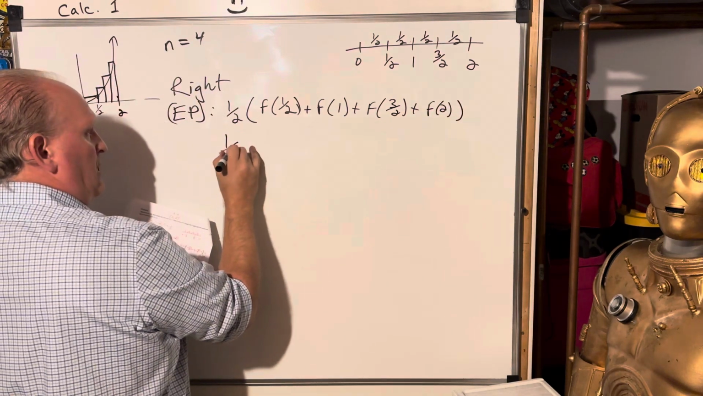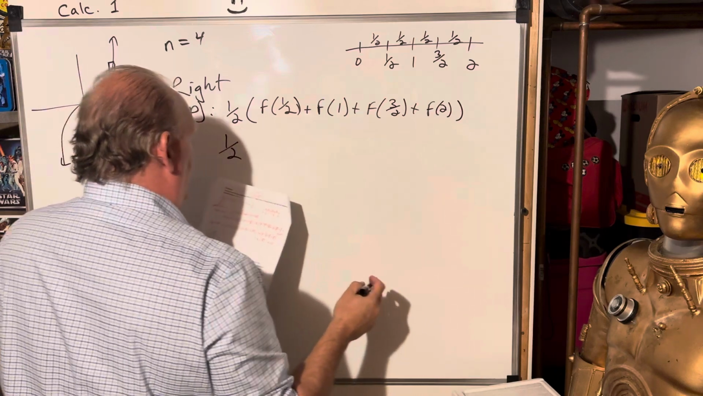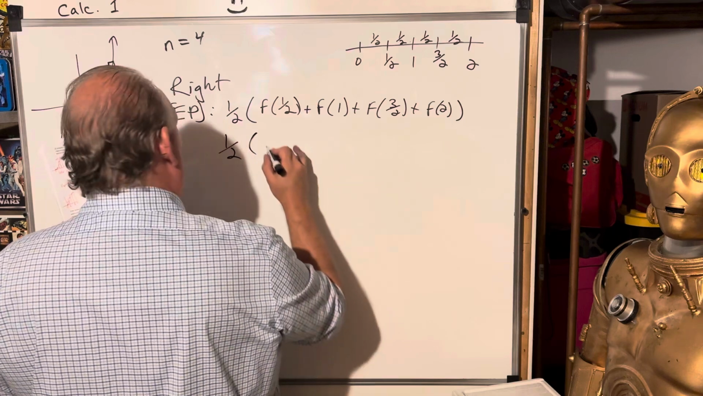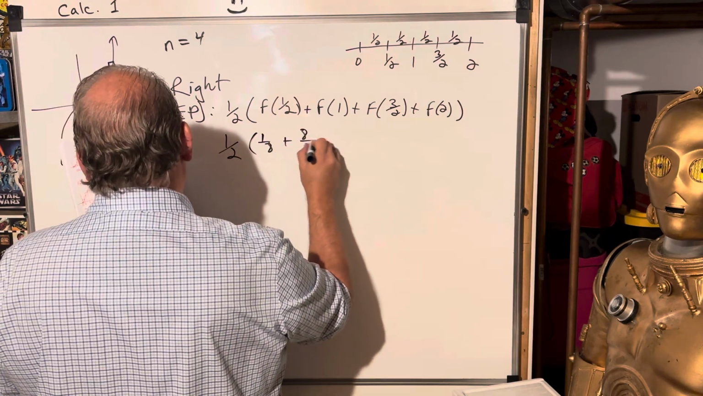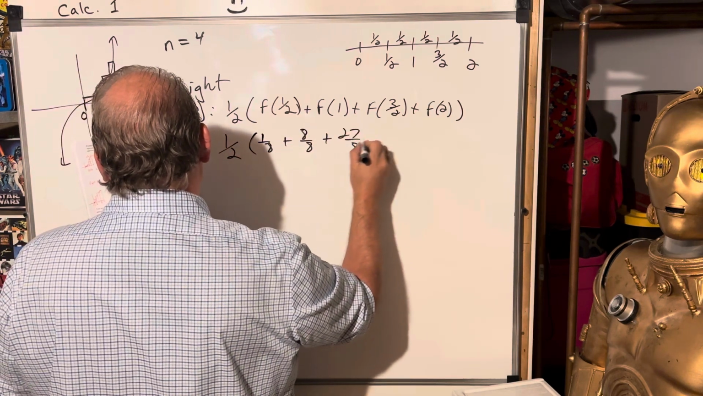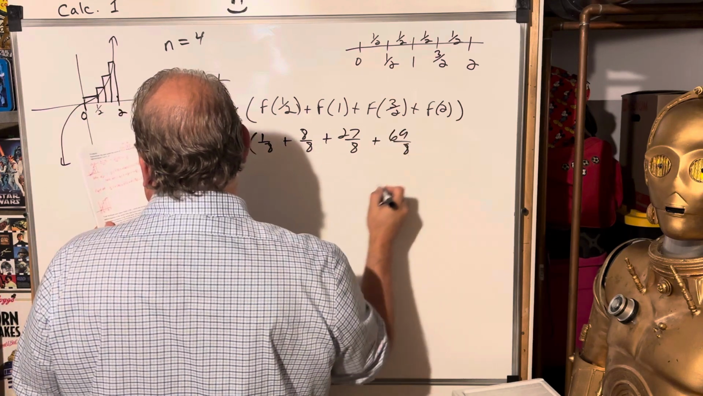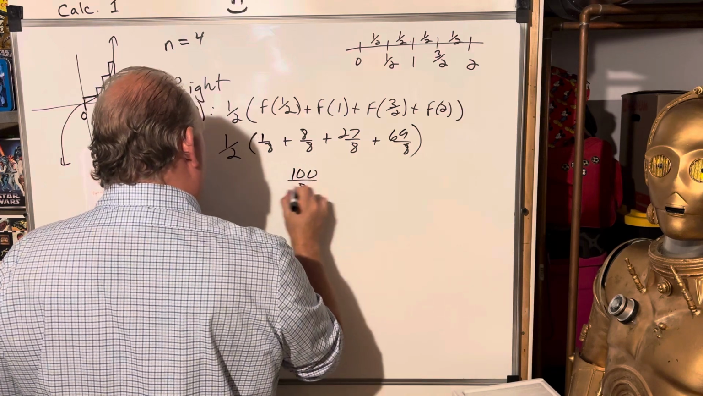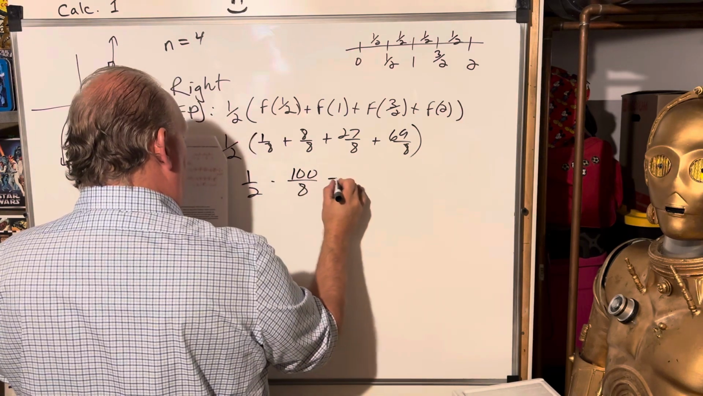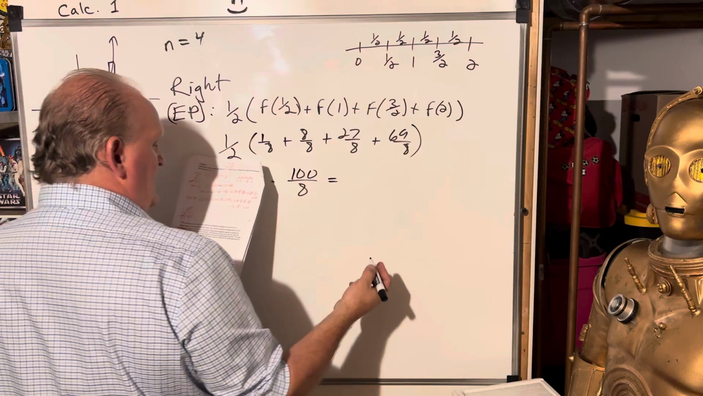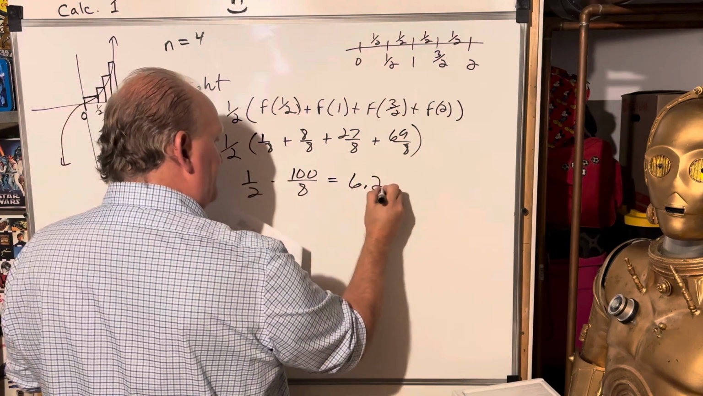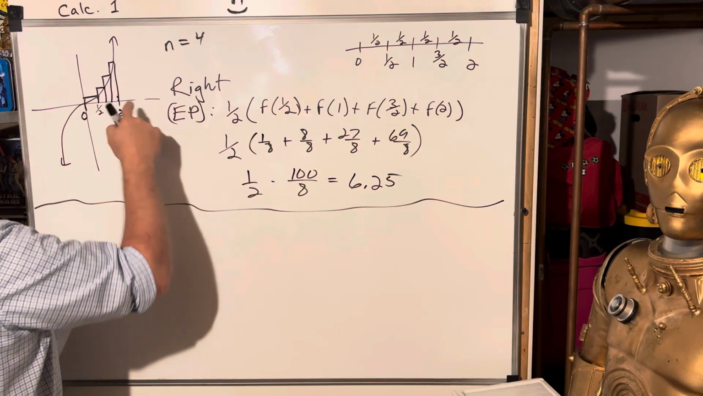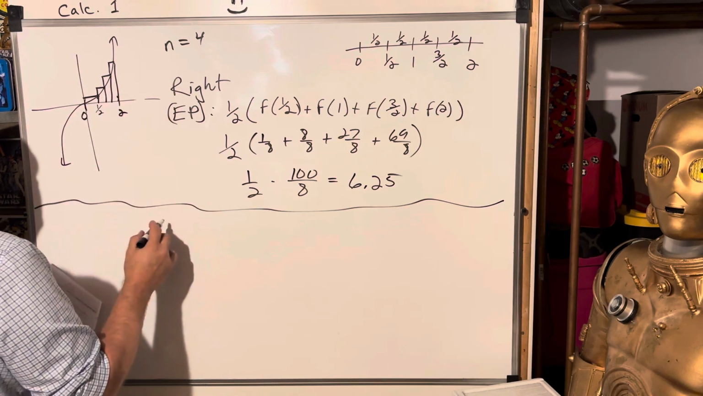So that is 1/2 times 1/8 plus 8/8 plus 27/8 plus 64/8, which is 100/8 times 1/2. So it's 50 divided by 8, so 6.25. So that is the right endpoint. That is an overestimate. Let's look at a left endpoint.